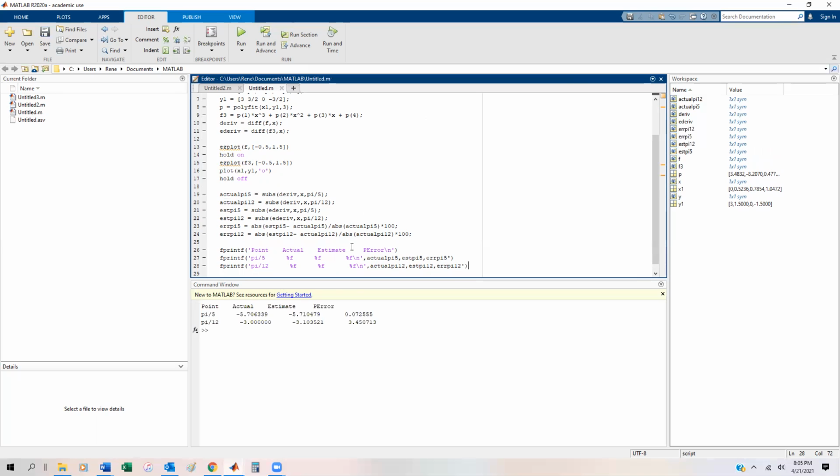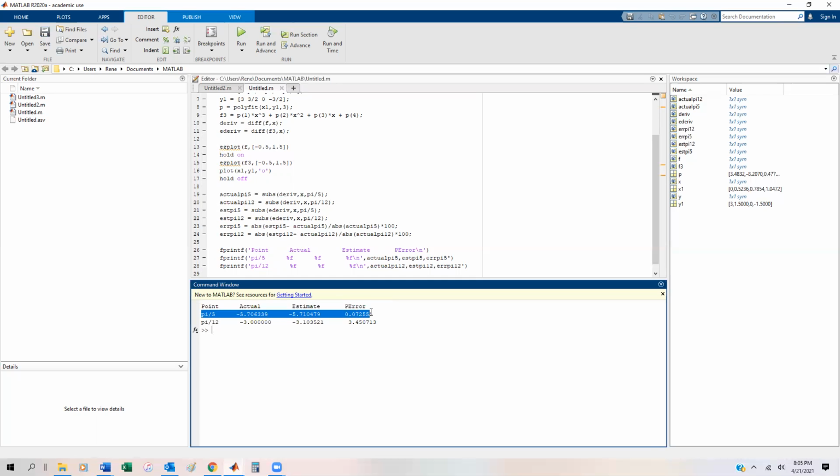All right. So, let me go ahead and fix the spacing just a little bit. So this is going to be bumped over a little bit. This is going to be bumped over a little bit. And I'll just bump that over a little bit. And let's see. All right. So it looks like the pi 5 is a really good approximation using the polynomial interpolation. The pi 12 is reasonably good. All right. We get about 3% error, 3.5% error, 3.45.